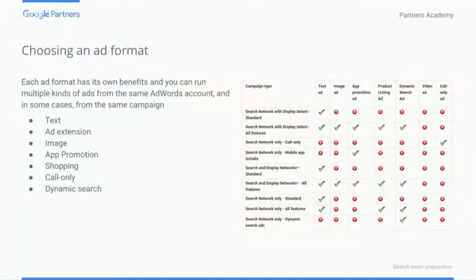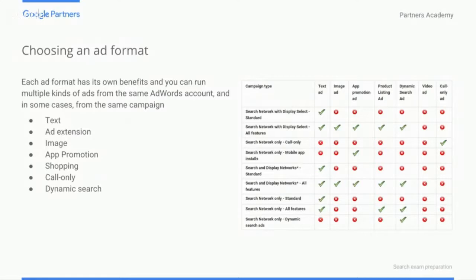So now that we've understood text ads, it's important to recognize that there are different ad formats available. Each format has its own benefits and you can run multiple kinds of ads at the same time from an account, and in some cases from the same campaign. As you can see here, we have many different ads that have many different advantages. Text ads, as we've already reviewed, are easy and quick. They are going to reach those searching on Google.